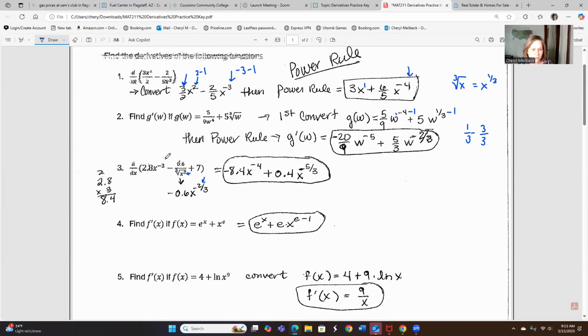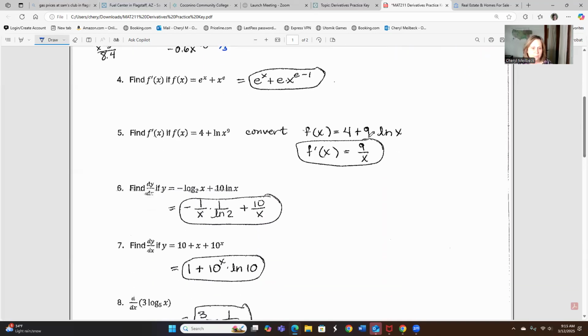So taking the derivative of this, of course, we multiply a negative 3 times 2.8, which gives us a negative 8.4. Then we subtract 1 from the negative 3, giving us a negative 4. Here, we're going to take a negative 2/3 times a negative 0.6, and that's going to give us a positive 0.4. When we subtract 1 from negative 2/3, again, we write 1 as a fraction, and that gives us the negative 5/3.